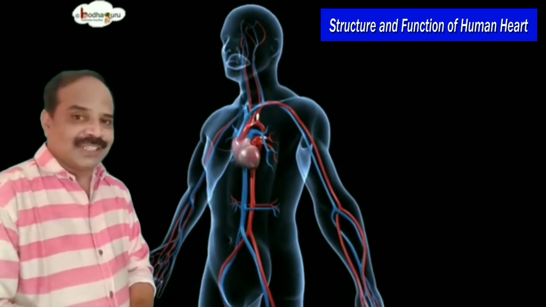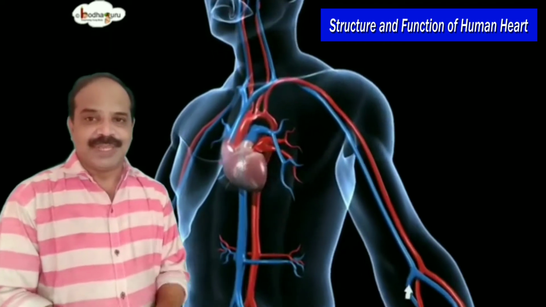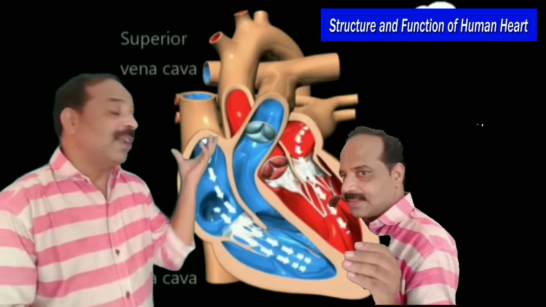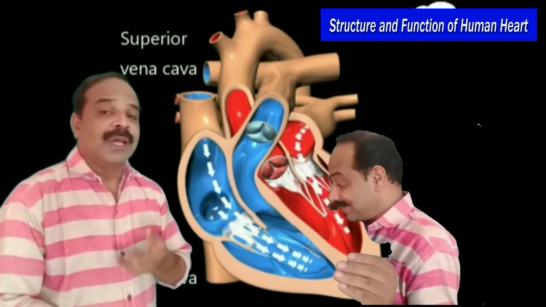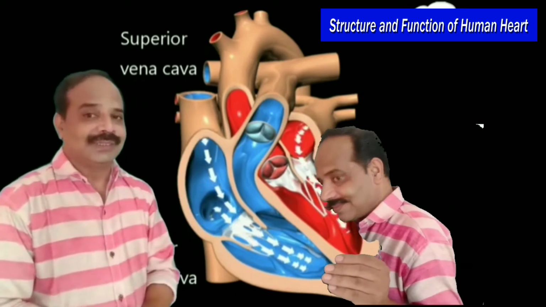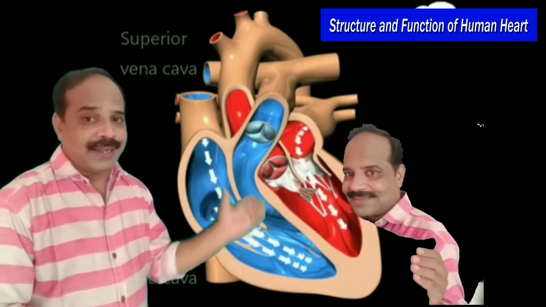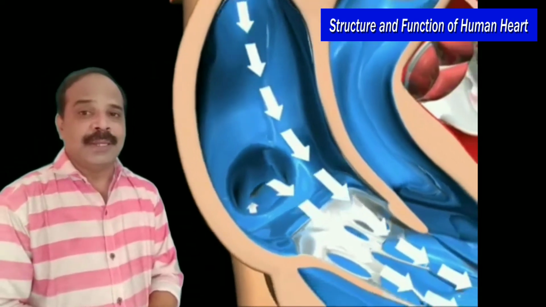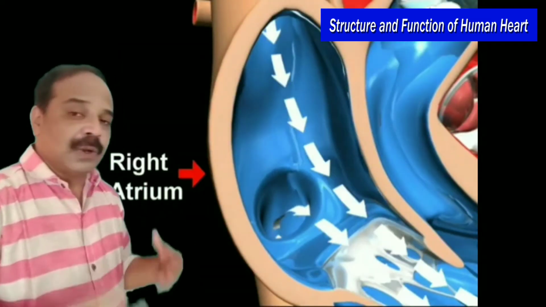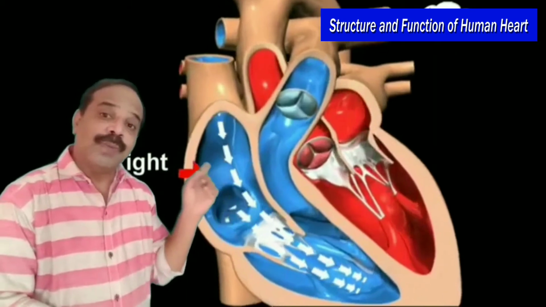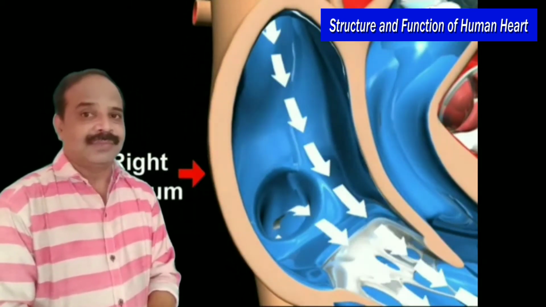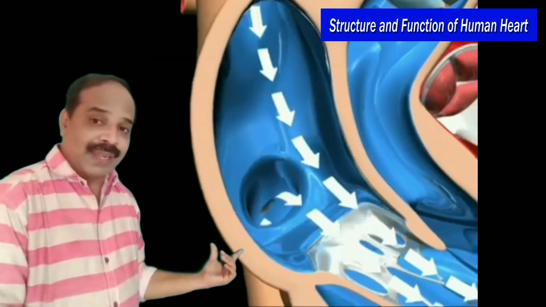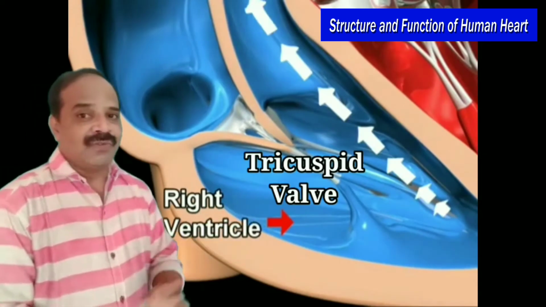Now we are going to discuss the blood circulatory system in human beings. At first, the superior vena cava collects the deoxygenated blood from the upper parts of the body and opens into the right atrium. The inferior vena cava collects the deoxygenated blood from the lower parts of the body and that also opens into the right atrium. That deoxygenated blood flows from the right atrium to the right ventricle through the tricuspid valve.